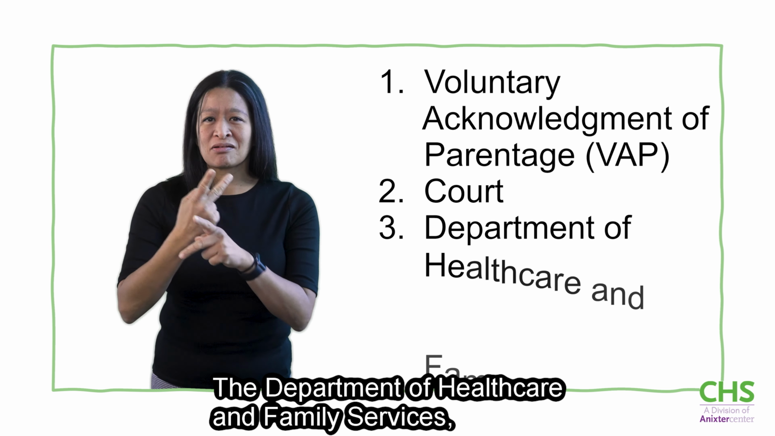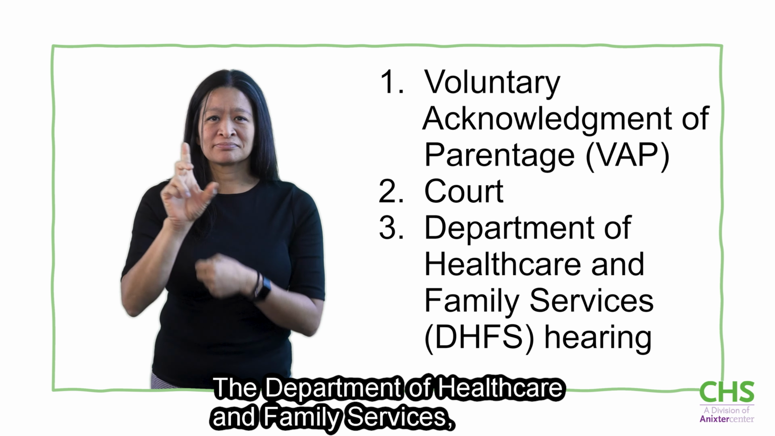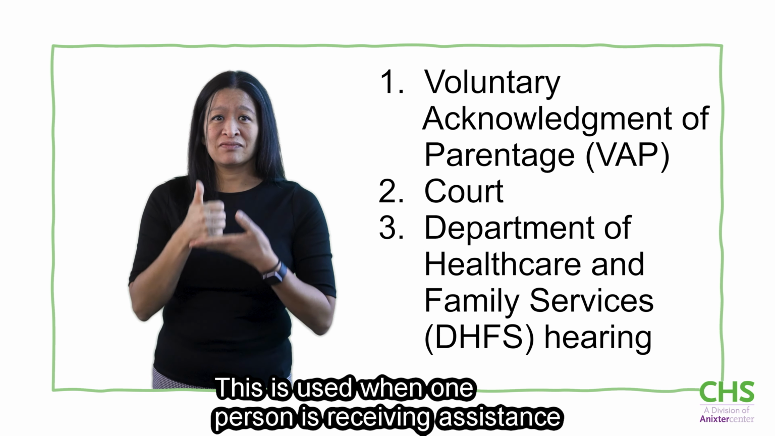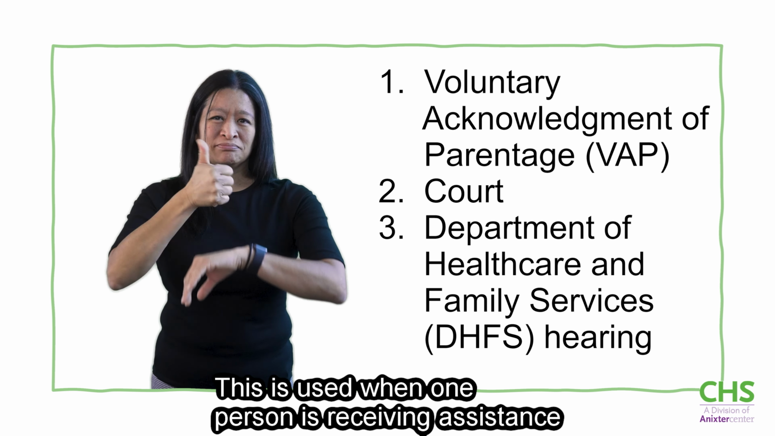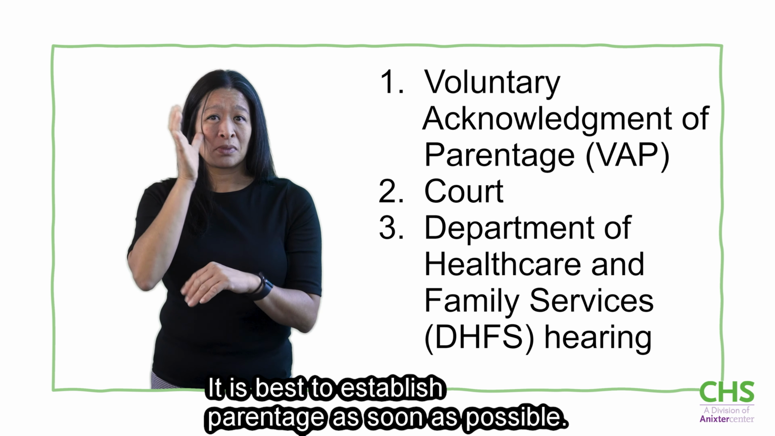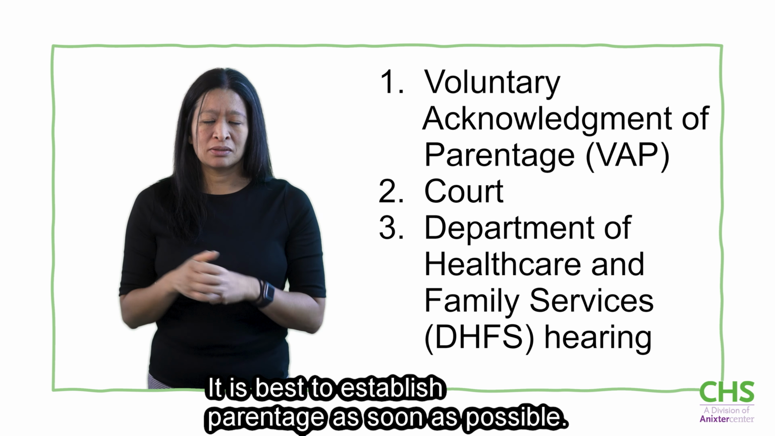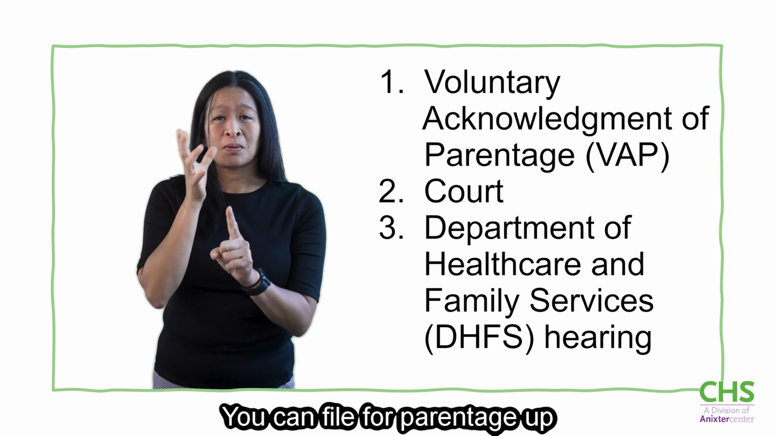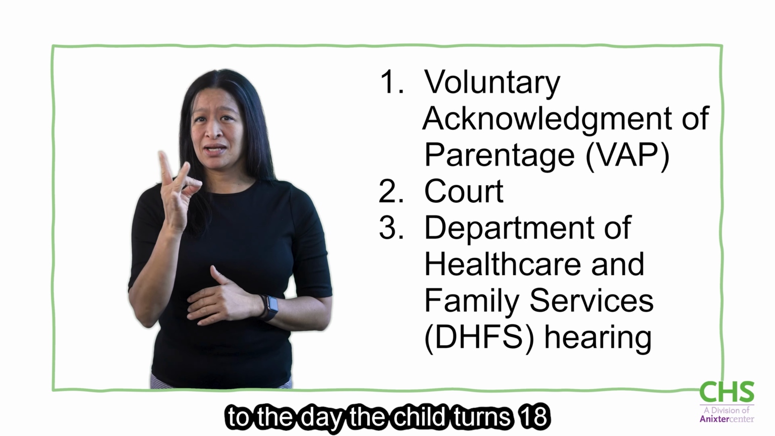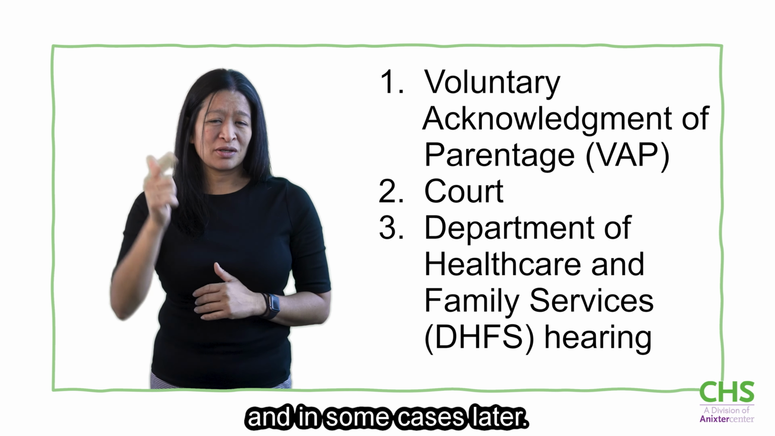Number 3, the Department of Healthcare and Family Services, DHFS hearing. This is used when one person is receiving assistance and needs to establish paternity. It is best to establish parentage as soon as possible. You can file for parentage up to the day the child turns 18, and in some cases, later.